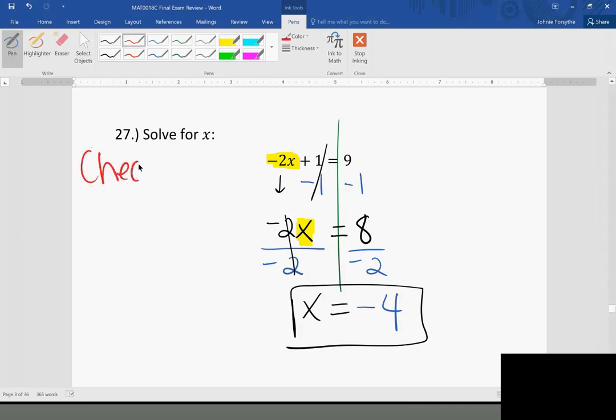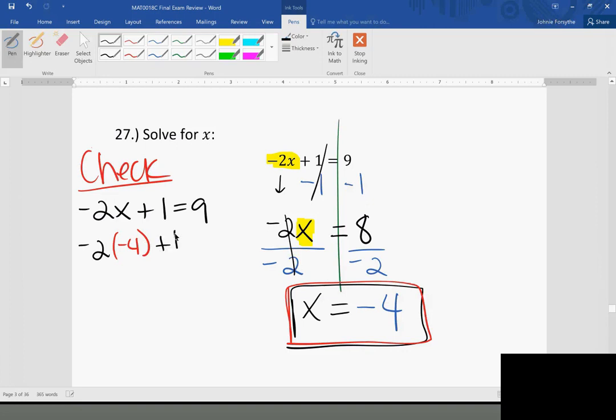And so remember, we can always check our answer. So we had negative 2x plus 1 equals 9. So let's plug in negative 4 in for x. So I have negative 2 times negative 4 plus 1 equals 9. So negative 2 times negative 4 is a positive 8, plus 1 equals 9. 8 plus 1 is 9, which equals 9, and that's correct. So I know that x equals negative 4 is in fact my correct answer.